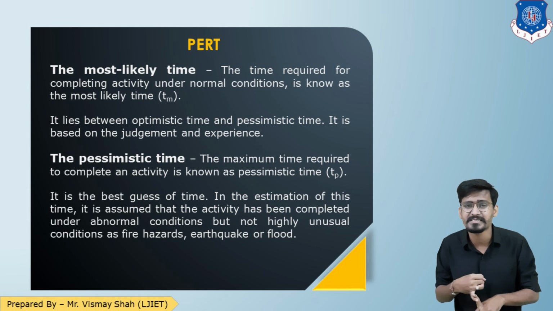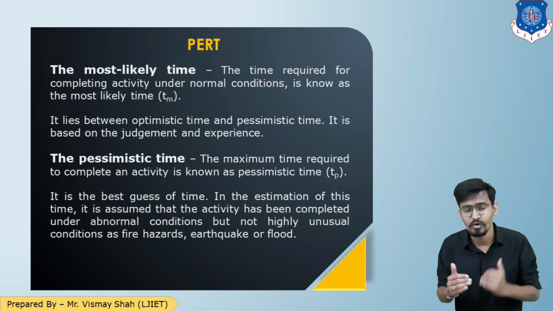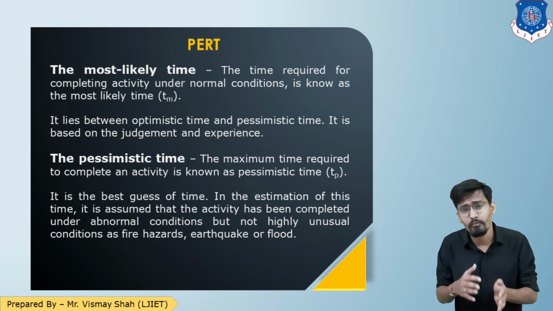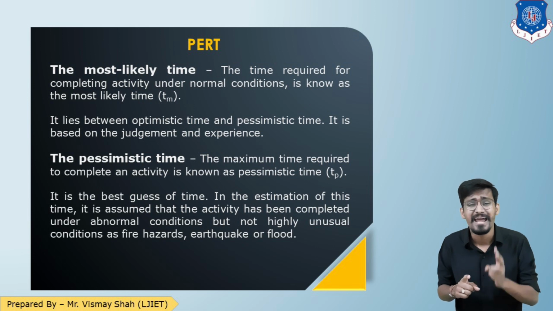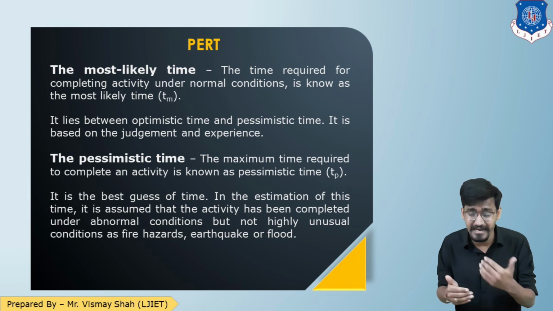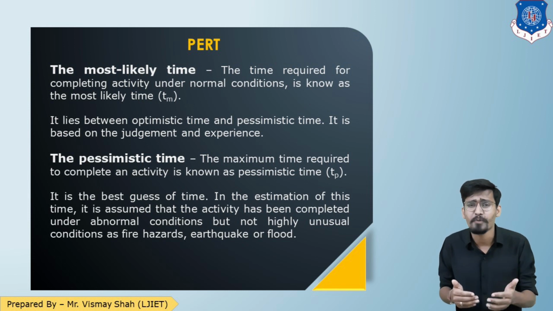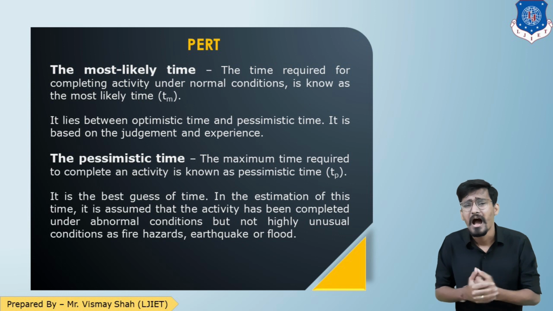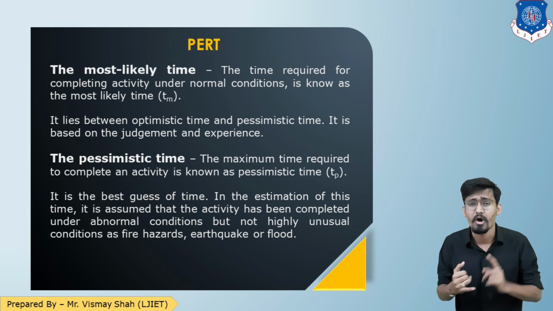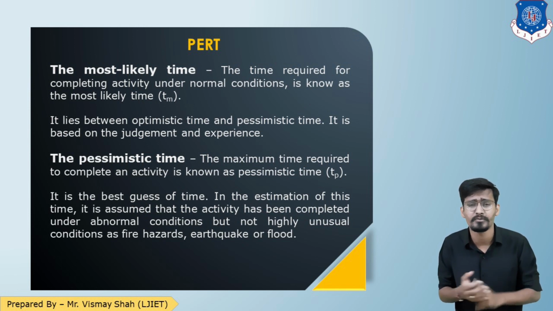Now again, optimistic means if everything goes right, in what time I can complete the activity. The minimum time, the shortest time. Most likely means what time it will take to complete the activity under normal conditions. And pessimistic: what if everything goes late, then as late as possible, in what time I can complete the activity. That is under abnormal conditions. So optimistic, pessimistic and most likely.